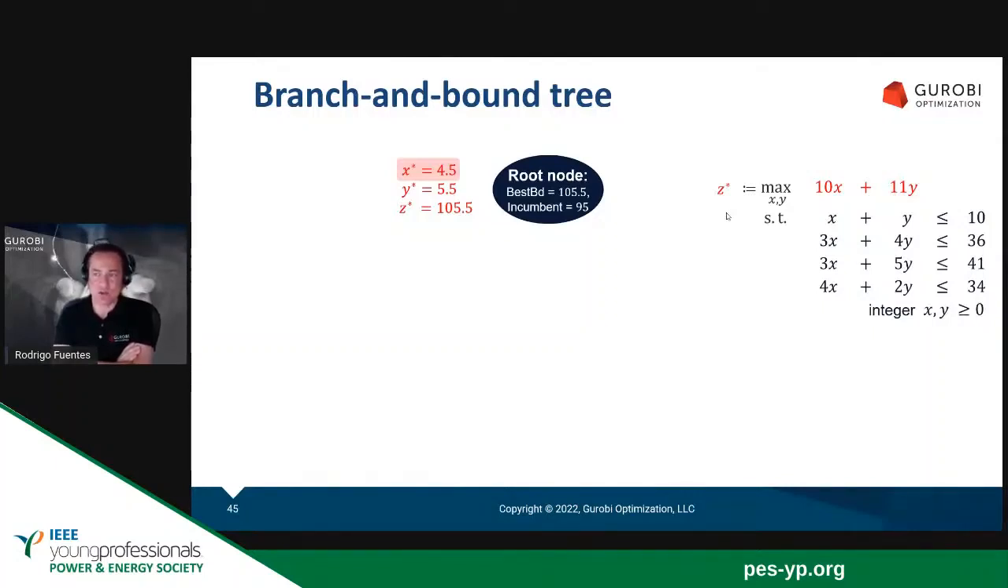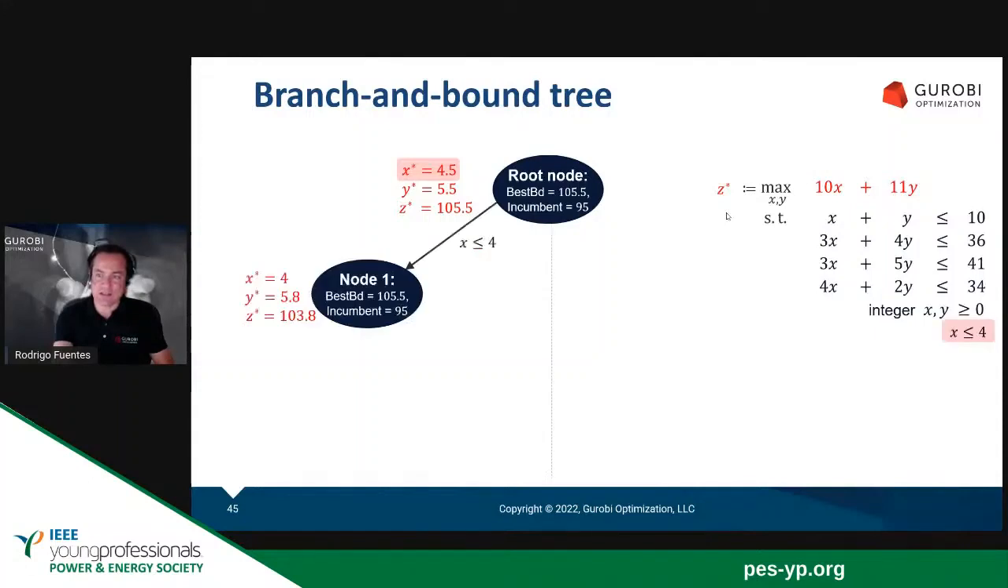So what we do is, to the original problem, we're going to add a constraint. Because x is 4.5, then I know that x cannot be more than 4, right? So I'm going to add that condition to the problem, forcing x to be no more than 4, so it doesn't achieve that value of 4.5. If I solve that problem again, then x is going to be equal to 4, y is going to be 5.8, and you can try this on your own, and the new solution is going to be 103.8.